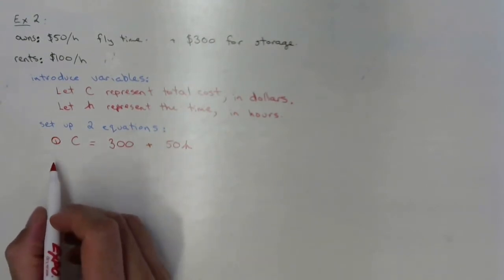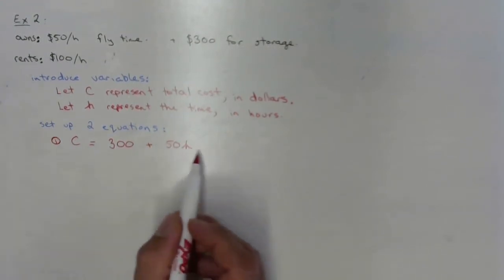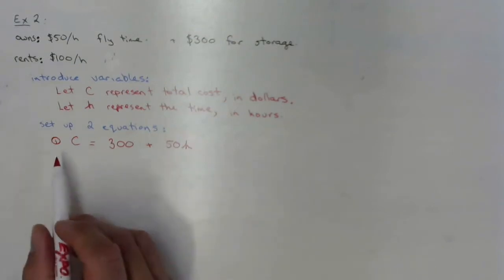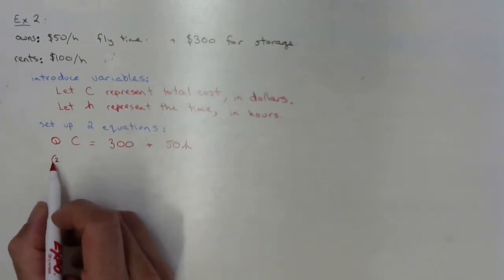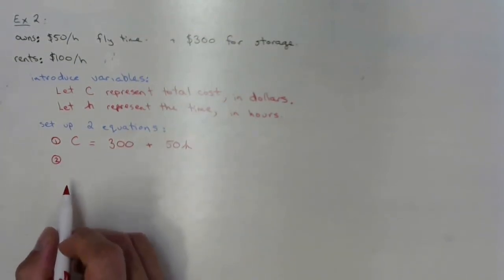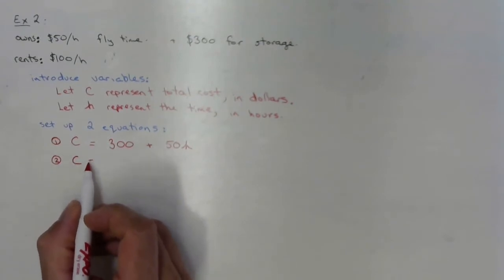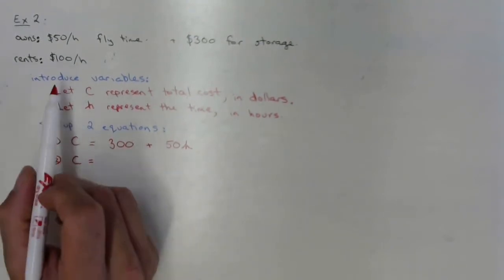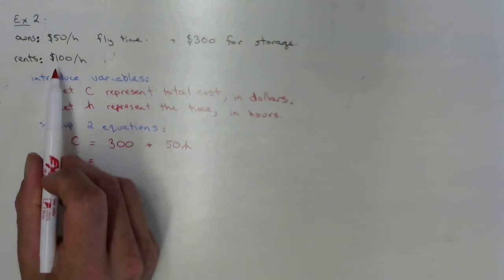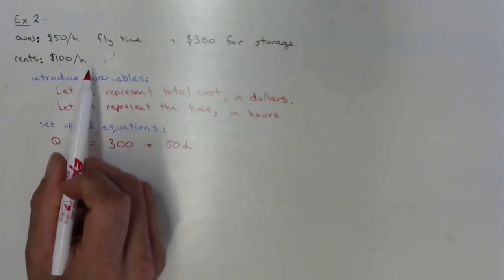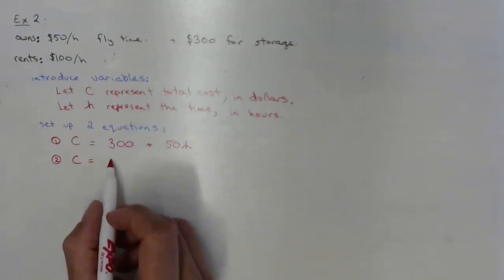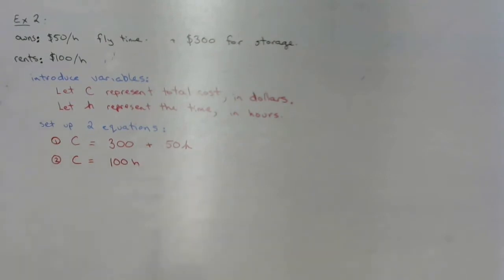Okay, now this is not in y equals mx plus b, but we'll get to that in a little bit. My second equation is even easier. The cost for the month is going to be equal to what? $100 times H. 100H. Okay, there are my two sentences. Those are my two equations.